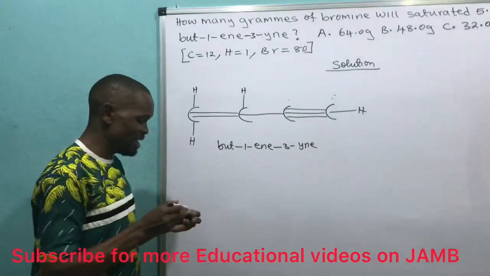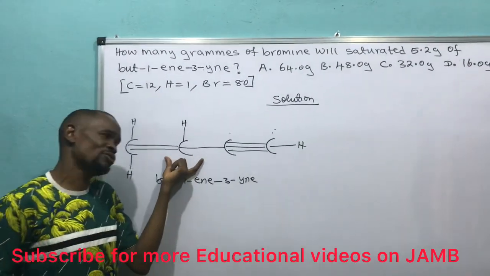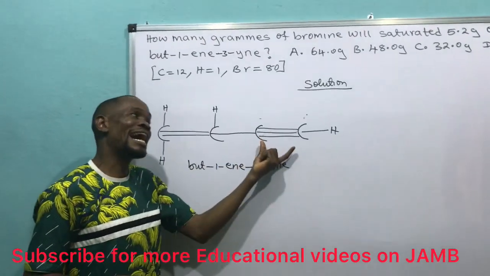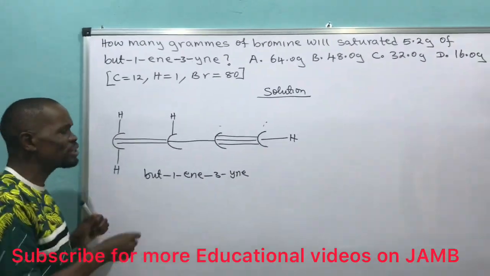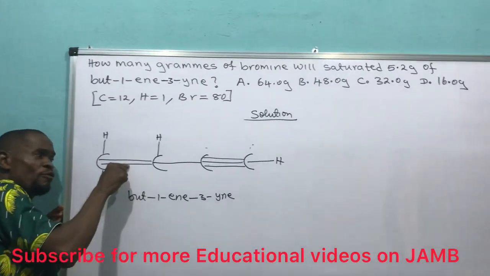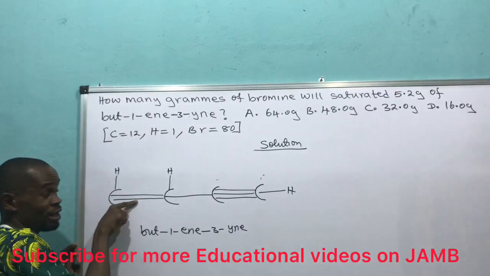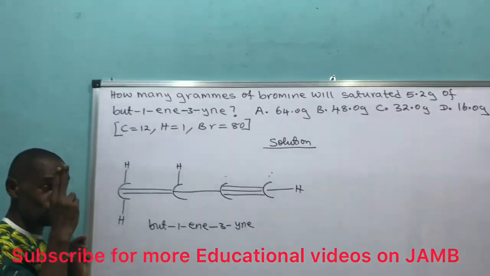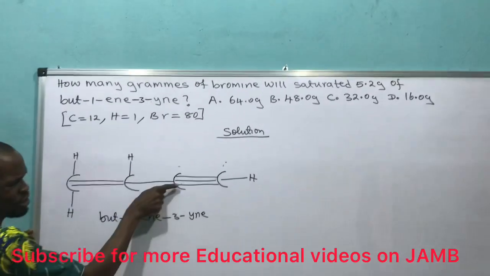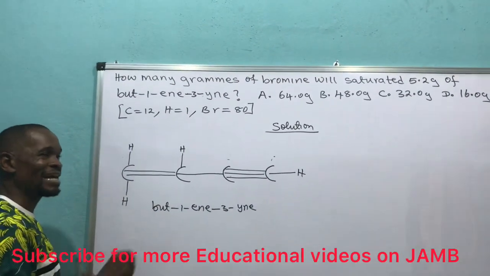Now, what they ask is how much bromine will I use to saturate? You know that this is an unsaturated hydrocarbon, with two unsaturations: alkene and alkyne. For me to saturate them, looking at this, it has a double bond. For me to remove this one bond here, I need 2 bromine. To remove the 2 bonds here, I need 4 bromine. So 2 for this one, 2 for this one, giving 4, and 2 for this one, giving 6. That means I need 6 bromine.